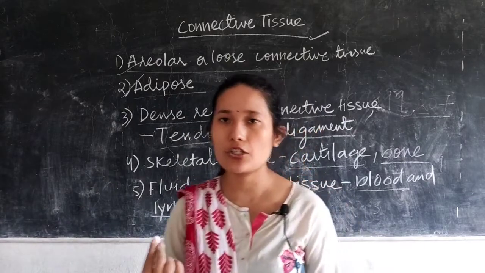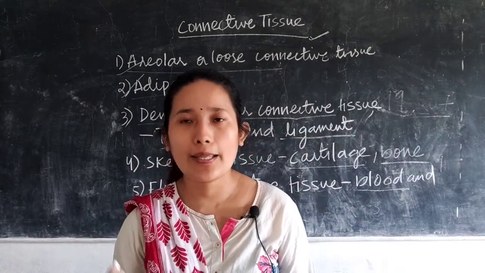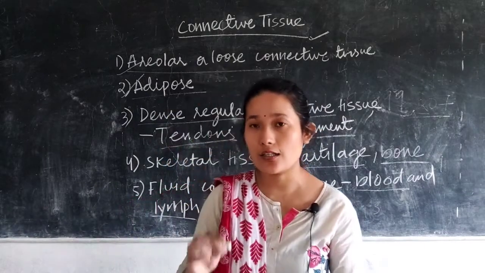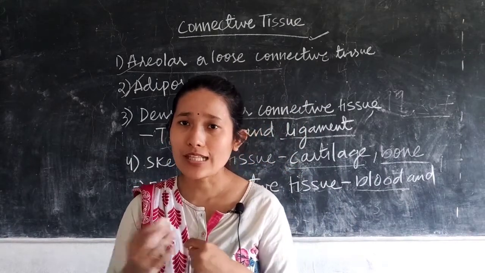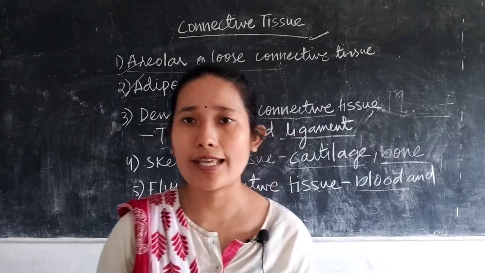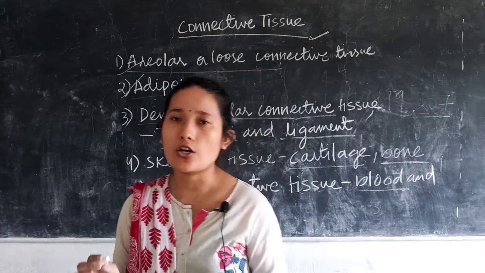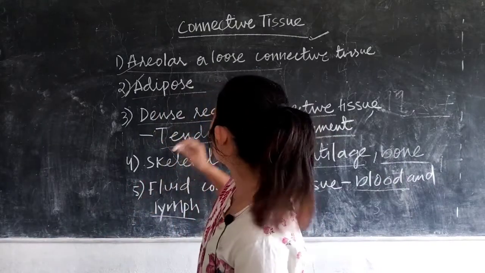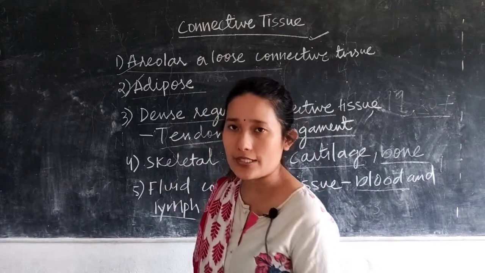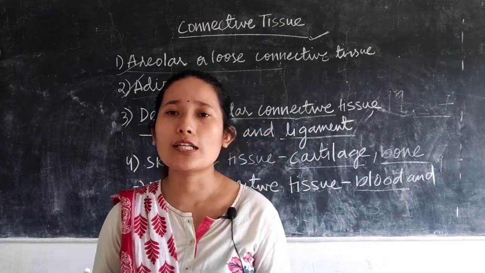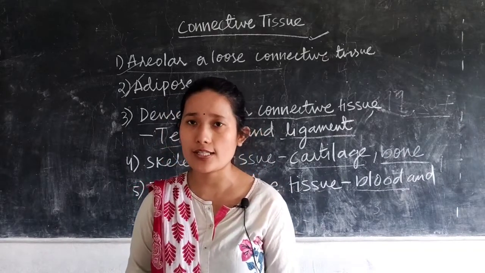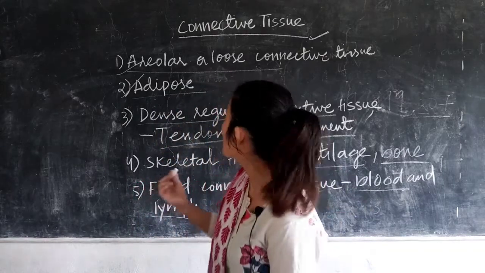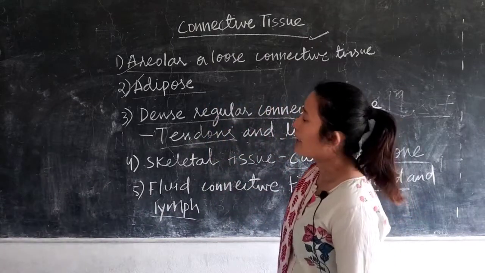Now where is this areolar or loose connective tissue present? It is present in the skin, connecting the skin to the muscles, and even in the hollow cavities of an organ. What does it do? It protects the skin. If there is any injury in the skin, the replacement of the cells of the skin is brought about with the help of this areolar connective tissue.